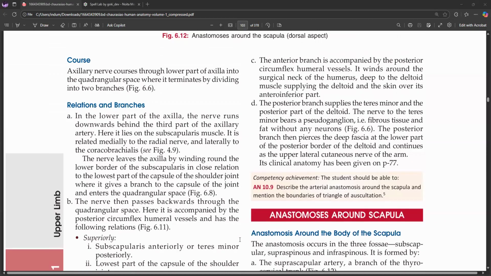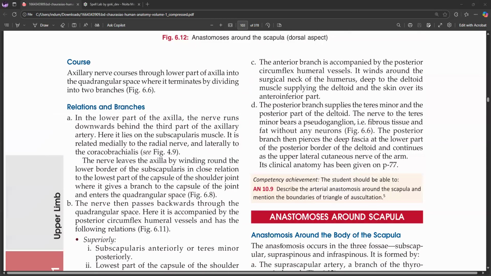Figure 6.6. The anterior branch is accompanied by the posterior circumflex humeral vessels. It winds around the surgical neck of the humerus, deep to the deltoid muscle, supplying the deltoid and the skin over its anterior inferior part. The posterior branch supplies the teres minor and the posterior part of the deltoid. The nerve to the teres minor bears a pseudoganglion, that is, fibrous tissue and fat without any neurons.